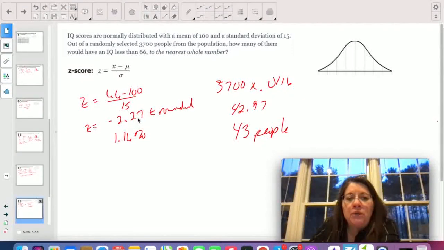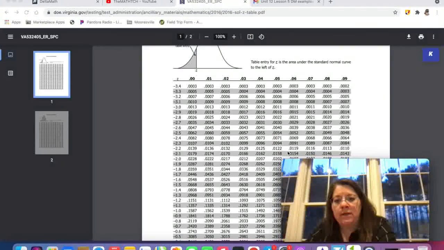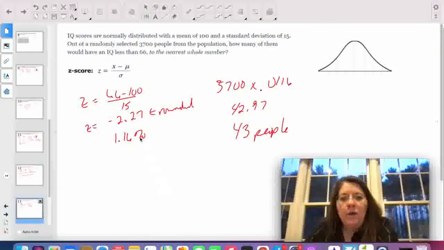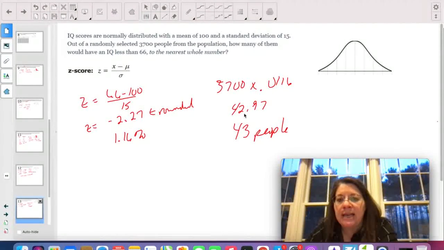Then I went into the z-score table and looked up negative 2.27. Negative 2.27 is right here. So that is 0.0116, which is 1.16%. And then I multiplied the population that they gave us, 3,700 people, times that 1.16% as a decimal, 0.0116. Got 42.97 people. Remember, people have to be rounded to the nearest person, so that would be 43 people.